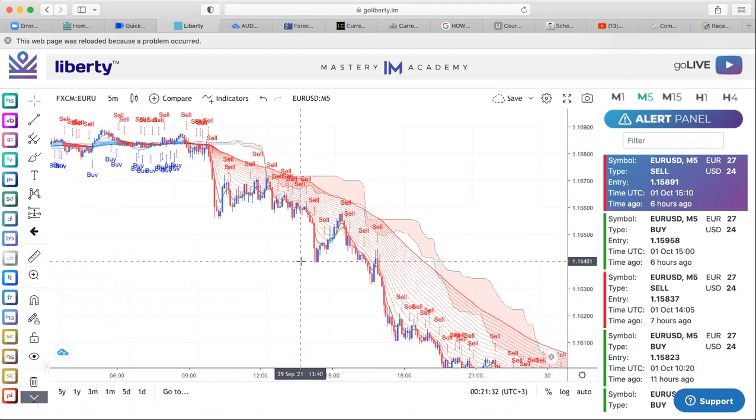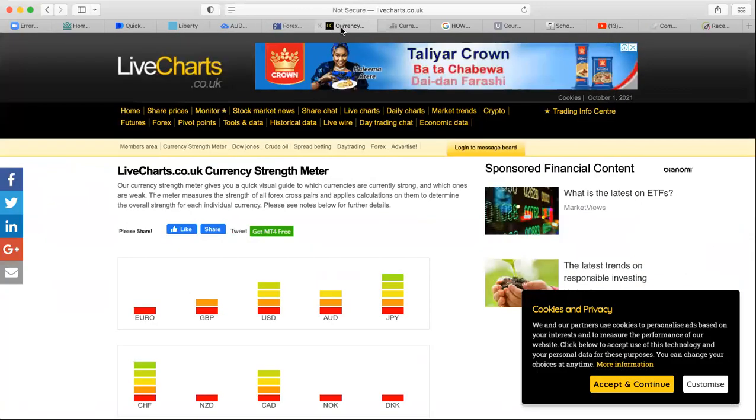So number one, like I said, you want to check your currency strengths. This is your currency strength here. Make sure the one below is stronger than the one above if you want to take it for a sell. If you want to take it for a buy, the one above should be stronger than the one below. You can also come to this currency strength website for extra confirmation.